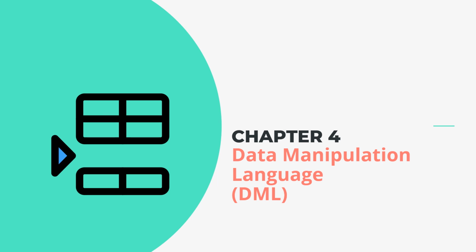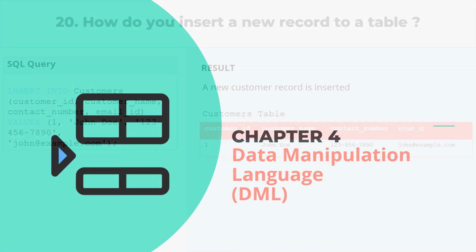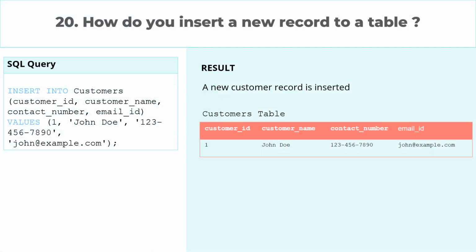Let us continue with the last chapter, chapter number 4, Data Manipulation Language or DML. This chapter focuses on commands like insert, update and delete, which allow you to add, modify and remove data in the database. Question number 20. How do you insert a new record to a table?